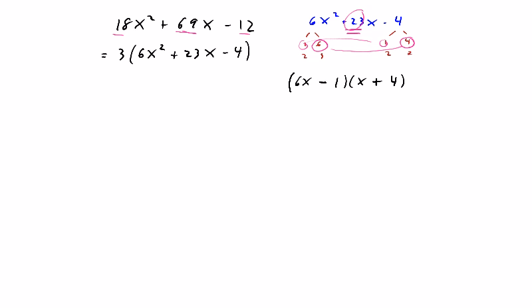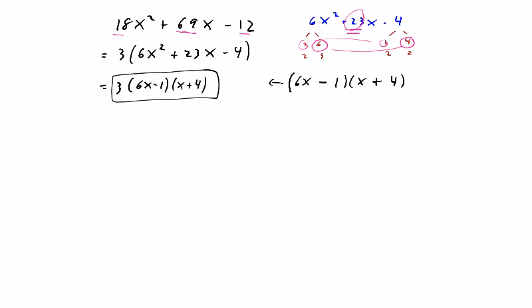So the solution to the problem is not complete here because this was a problem inside of a problem. So I would have 3 times (6x minus 1) times (x plus 4). Okay. So that is the complete factoring of the original expression.